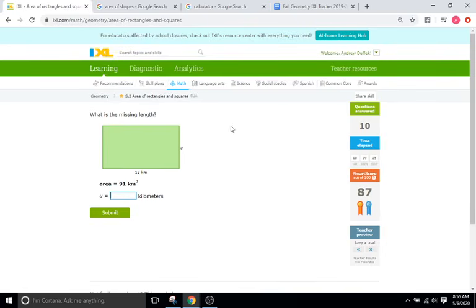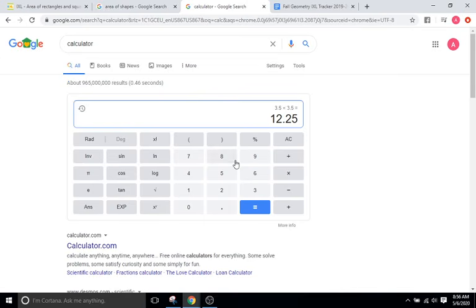Okay. Here's a nice one with a missing picture. What's the missing length? So you can do 91 divided by 13. And that's going to give you 7.